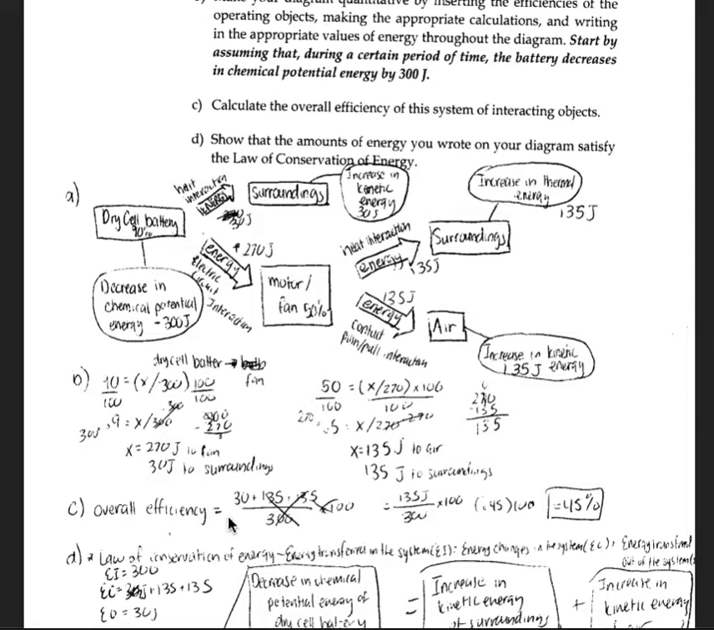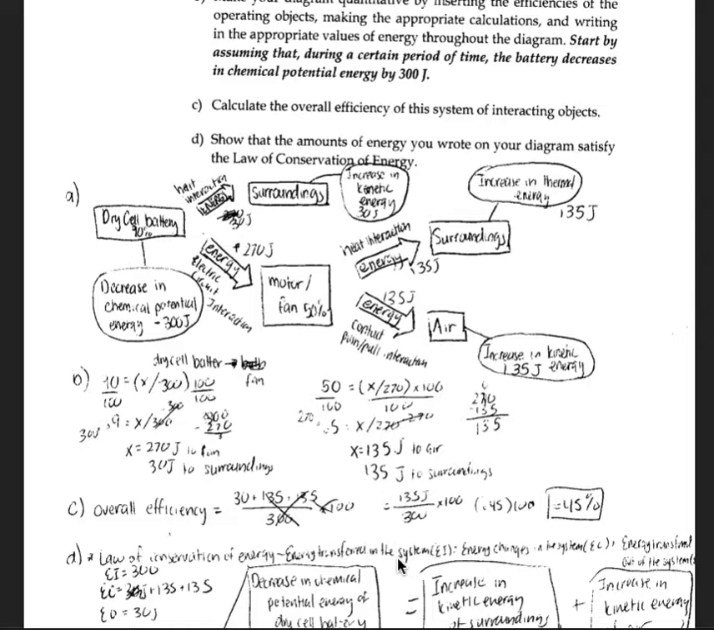For C, I added up the 30 joules from the surroundings and the 135 joules from the surroundings. For the C, I divided the 135 joules by 300 multiplied by 100. So the total efficiency is 45%.